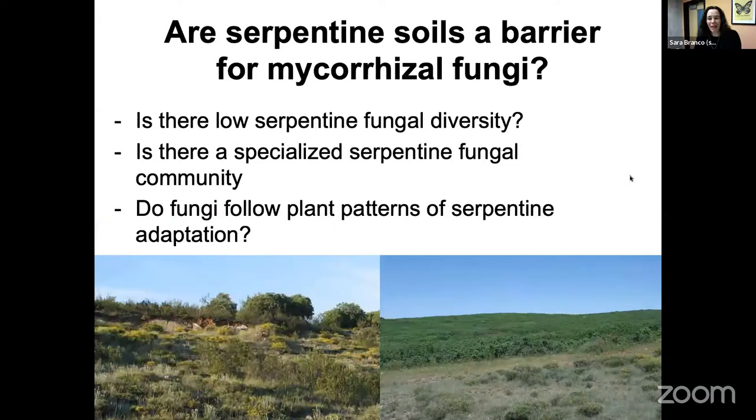So coming back to my questions, is there low serpentine fungal diversity? No. Is there a specialized serpentine fungal community? No. Because you have such little overlap, and because there's so much turnover across individual forests, it's really hard to know. In the end, it's like all communities are different. And so it's hard to know if they're different because of serpentine or just different because there's too many fungi out there. And based on these data, can we say that fungi follow the same plant patterns of serpentine adaptation? No. Why? I don't know.